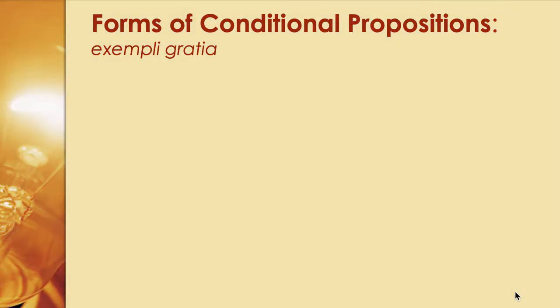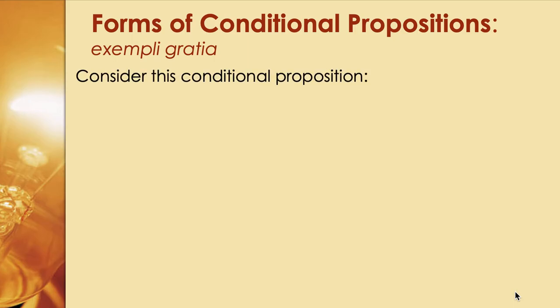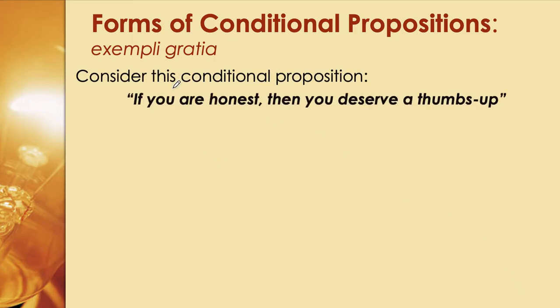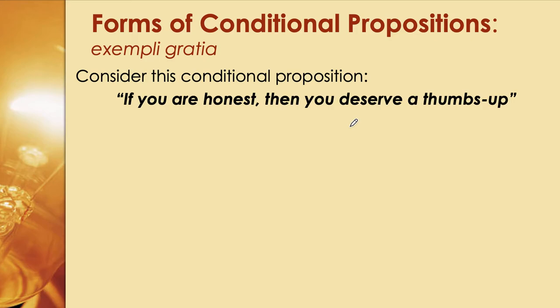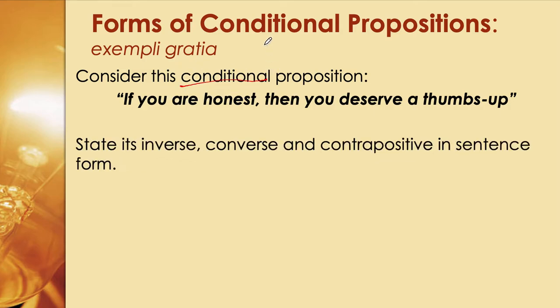Let's have an example first. Consider this conditional proposition: if you are honest, then you deserve a thumbs up. Again, if you are honest, then you deserve a thumbs up. This is the original proposition. We will be asked to state the inverse, the converse, and the contrapositive in sentence form. First, let's define our P and Q. P is the statement "you are honest," and Q is "you deserve a thumbs up."